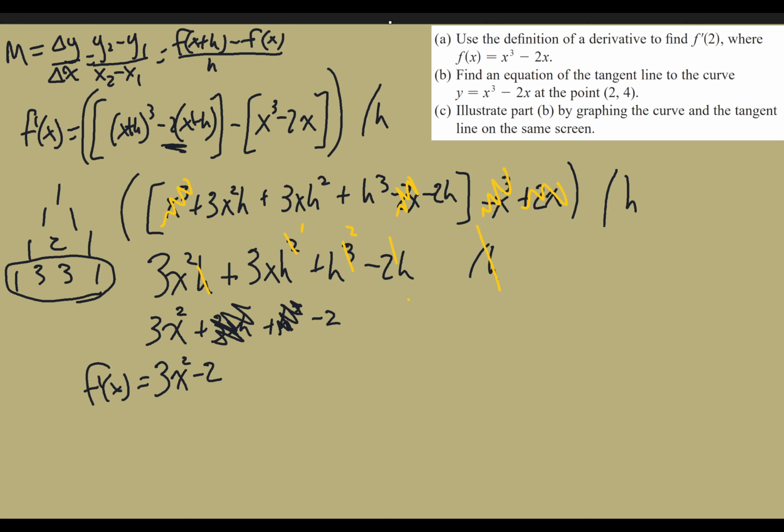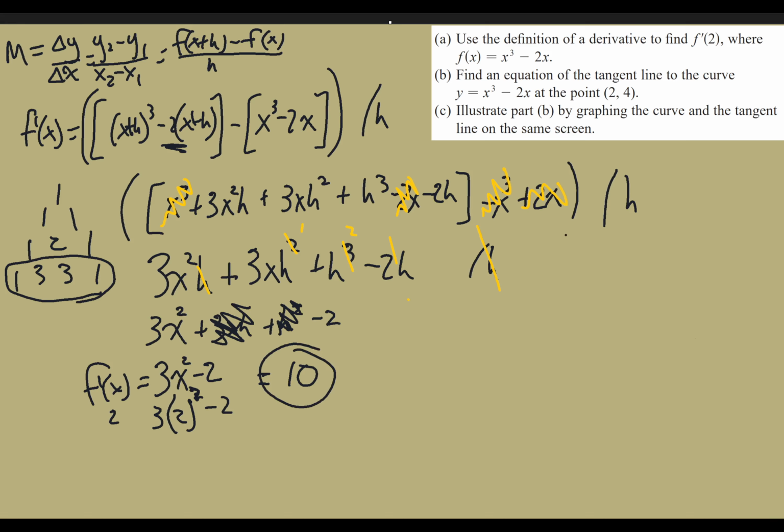So they want f prime of 2, so we plug 2 in. We're going to get 3 times 2 squared, minus 2. 3 times 4 is 12, minus 2 is 10. So f prime of x at 2 is equal to 10.